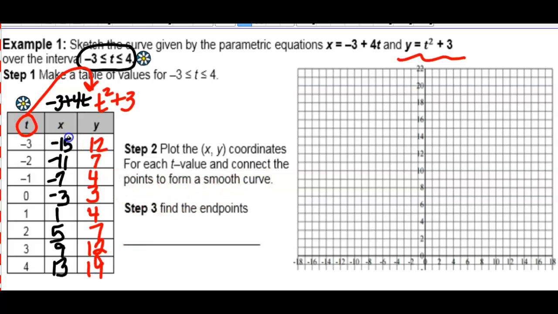All right, we're going to plot these, but we're going to plot them carefully using only the x and y, not the t. And we're going to watch as the smooth curve develops and indicate orientation or put arrows on it. So we start at negative 15, 12. I think that's here. And then we go to negative 11, 7. So we're going this way. And then we go to negative 7, 4. And negative 3, 3. 1, 4. 5, 7, and it's not required that you put an arrow between each dot. 9, 12.